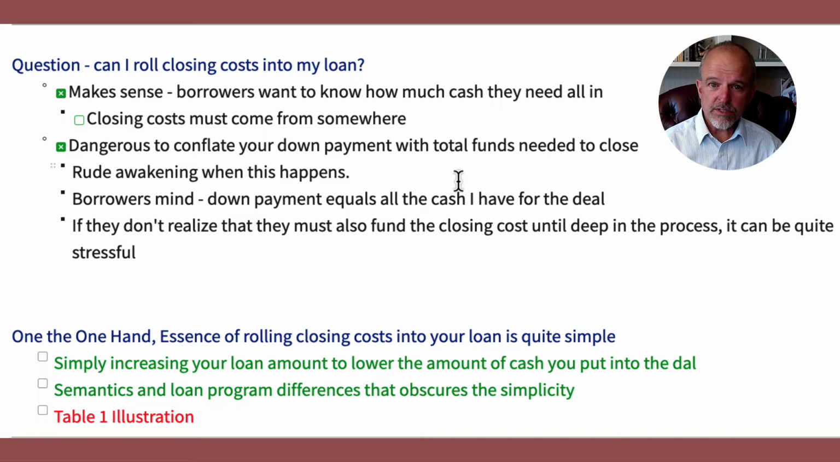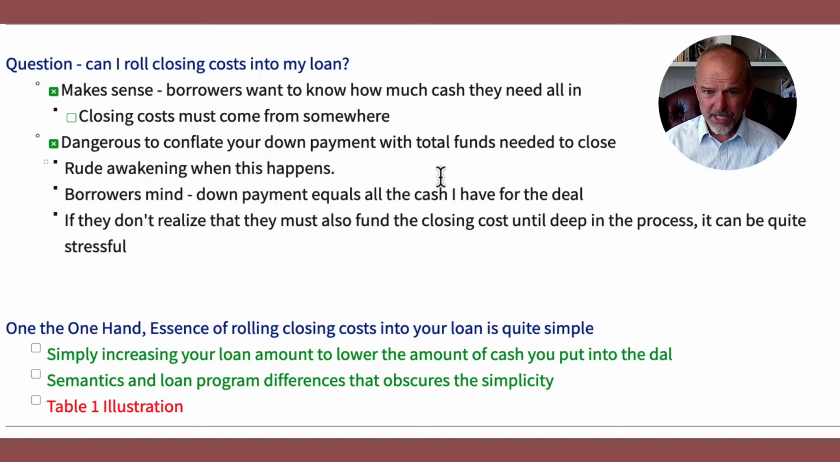If the borrower doesn't realize until deep into the process that he needs to cover his down payment and closing costs. Sometimes borrowers will come to me and tell me, I'm going to put 50% down. And I want to be sure I'm clarifying with them. Let's say it's a $100,000 purchase. Does that mean you have $50,000 all in for the deal? That's all the cash you have available? Or do you have $50,000 plus closing costs? And do you know what those are? And then, of course, that leads to the question, can I roll those closing costs in?